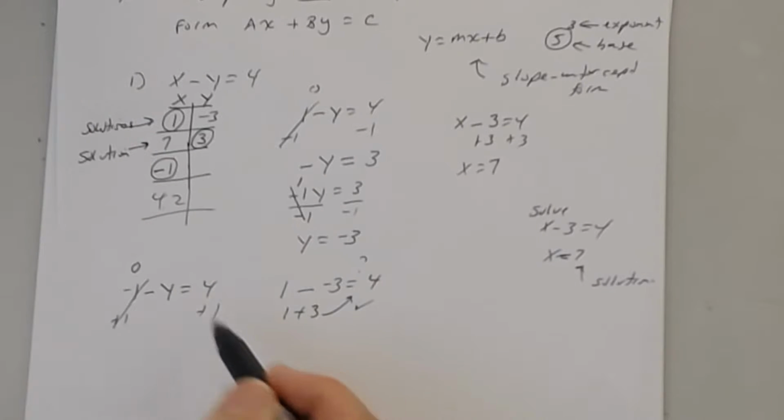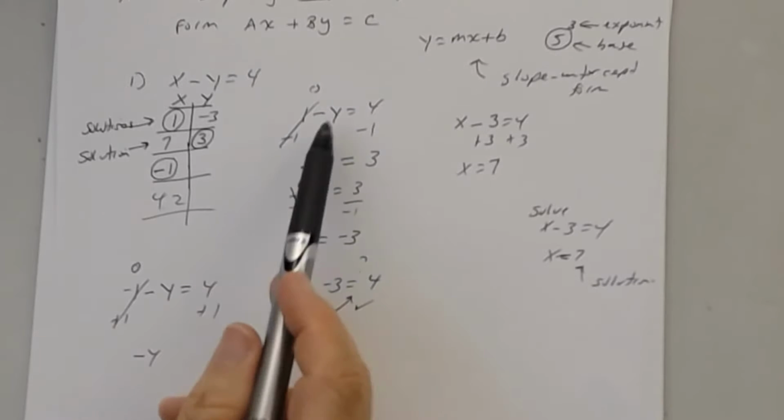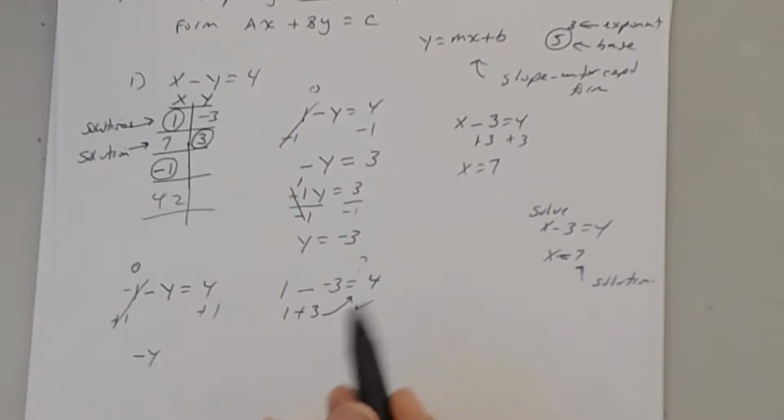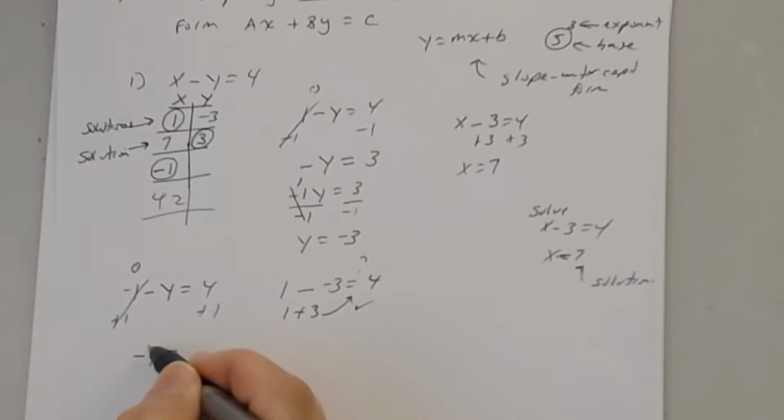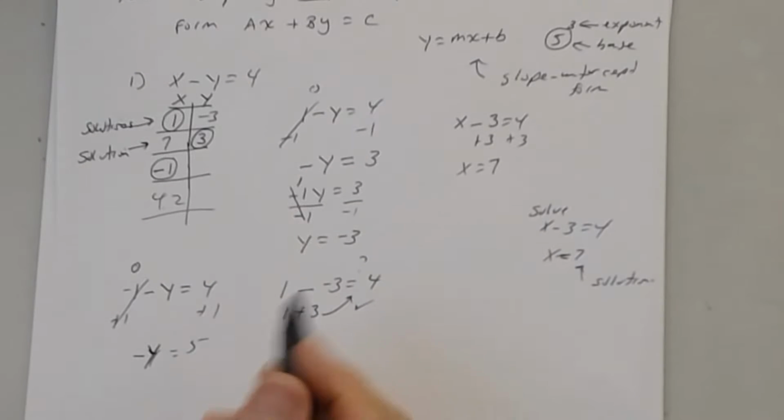0 minus y? Negative y, just like we did here. 0 minus y, negative y equals what? That's a y. Equal 5. All right, using that same idea here, you may want to rewrite this as -1y.